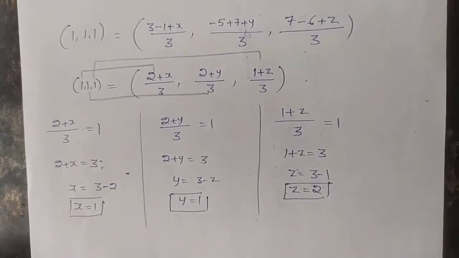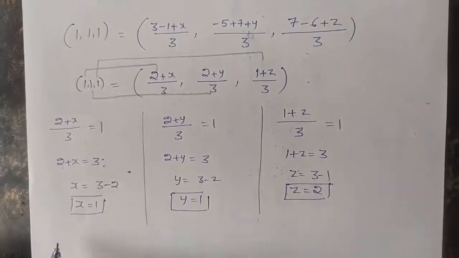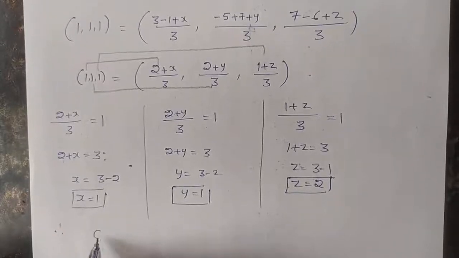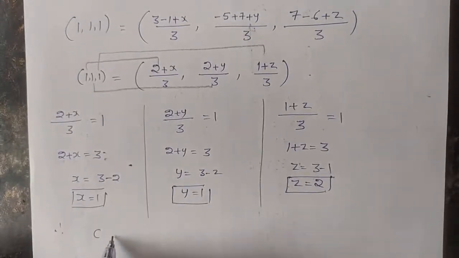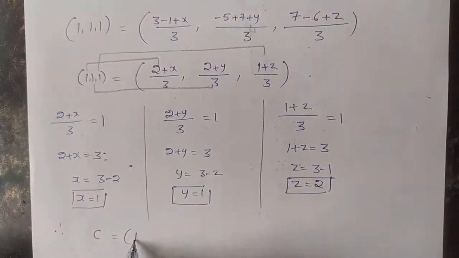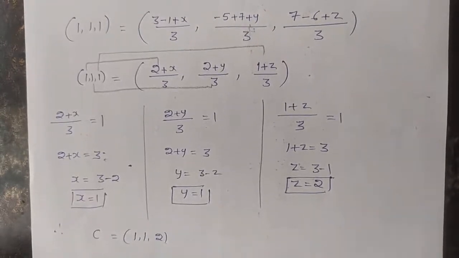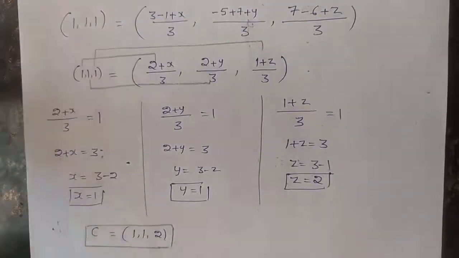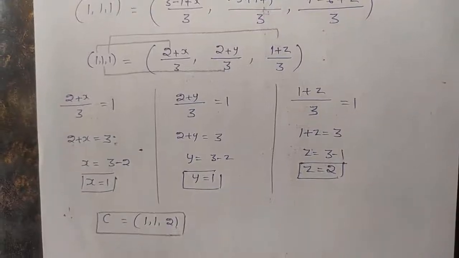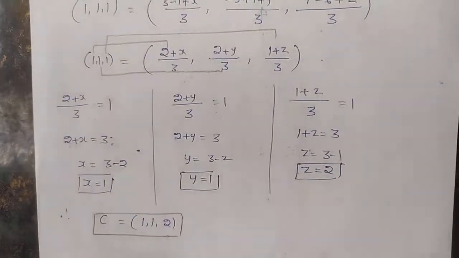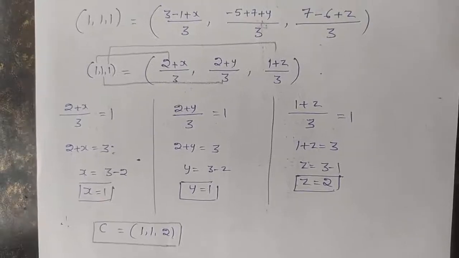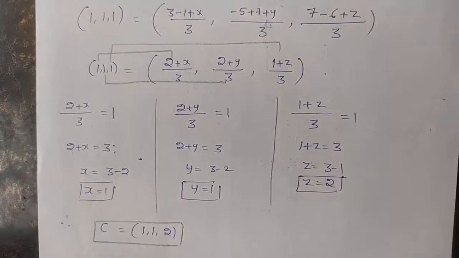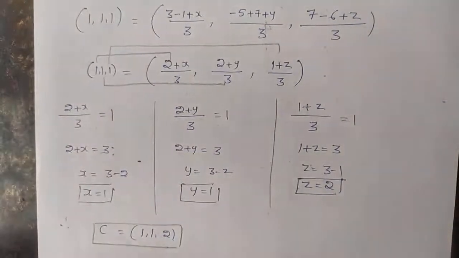X, y, z. Write the conclusion. Therefore, C equals to 1, 1, 2. It is the required coordinates of the point C. Hence, it is the solution for this question. Do you understand? Okay, dear students.